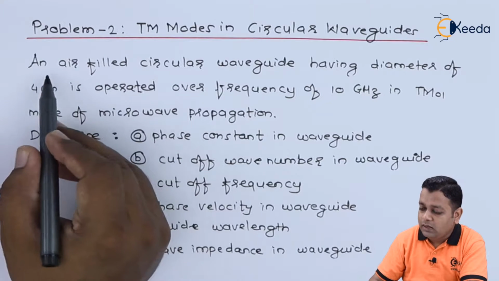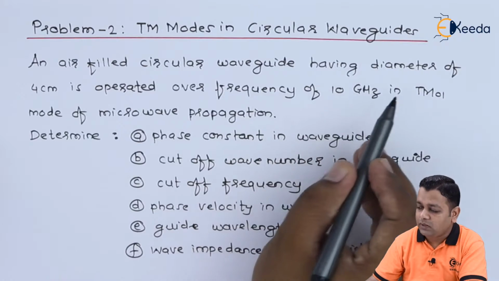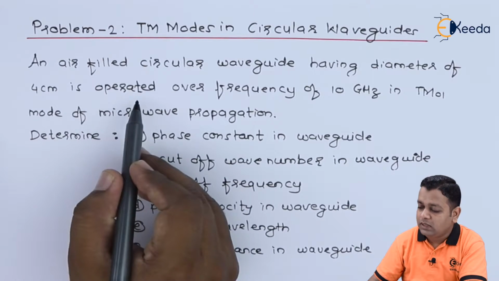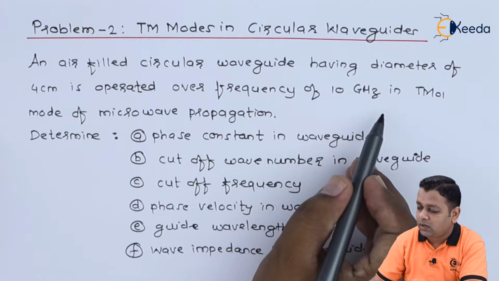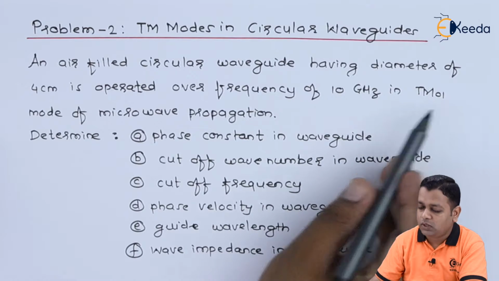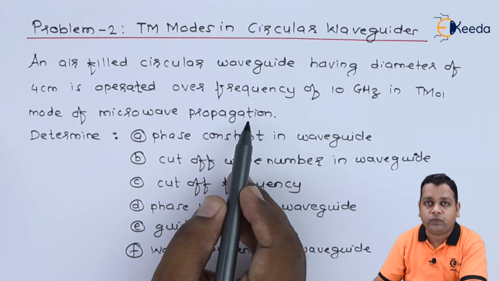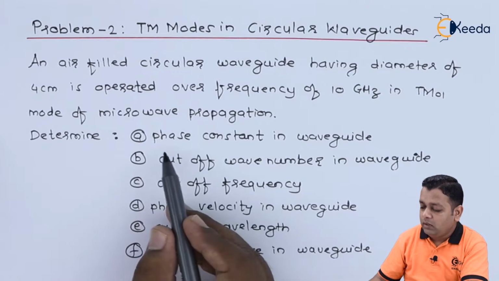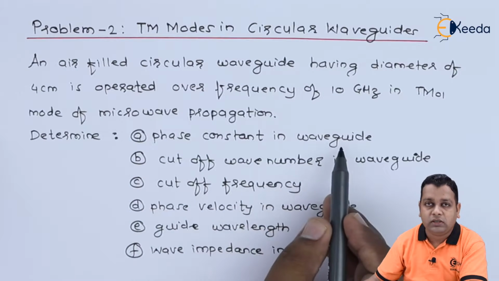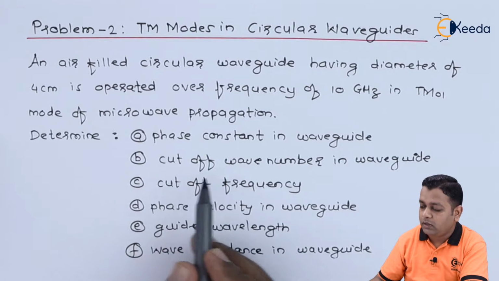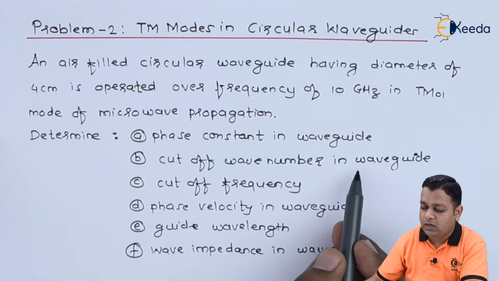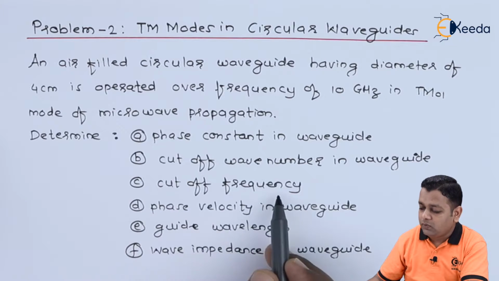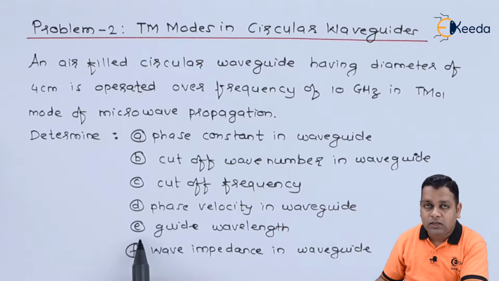It is an air-filled circular waveguide having a diameter of 4 centimeters, operated at a frequency of 10 gigahertz in the TM01 mode of microwave propagation. We are asked to determine in part A the phase constant in the waveguide, in part B the cutoff wave number inside the waveguide, in part C the cutoff frequency, in part D the phase velocity in the waveguide, in part E the guide wavelength, and at last the wave impedance inside the waveguide.